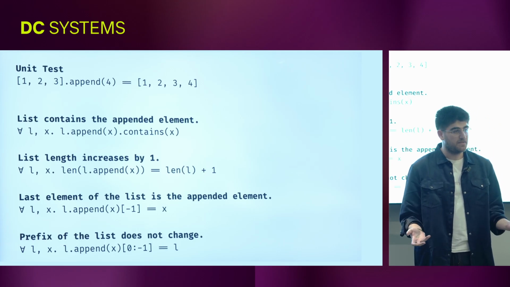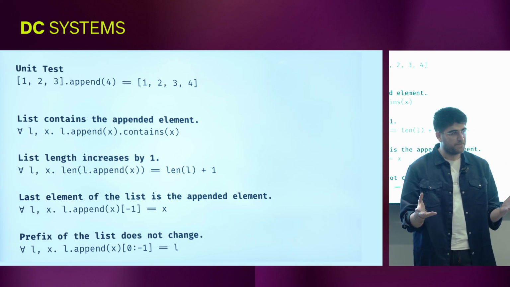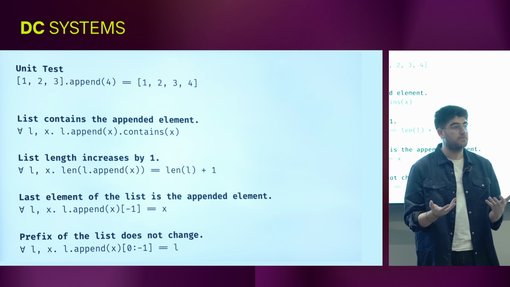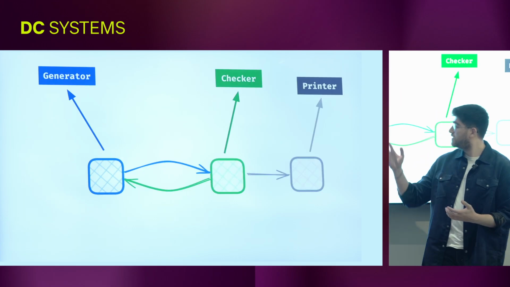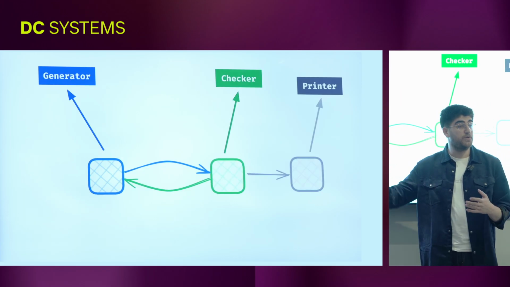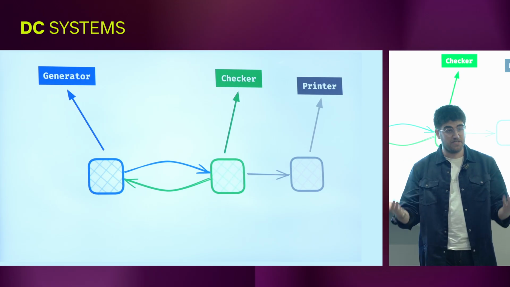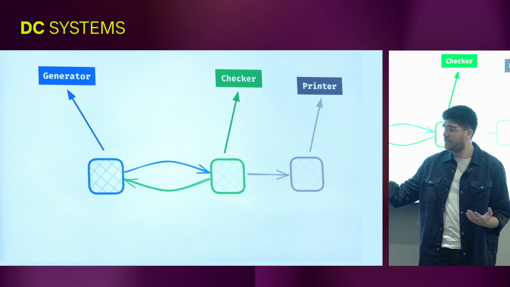But how do we test it? How do we use these abstract properties to concretely test our system? And the way we do that is, here's a simple illustration. It has 3 components right now: the generator, the checker, and the printer.